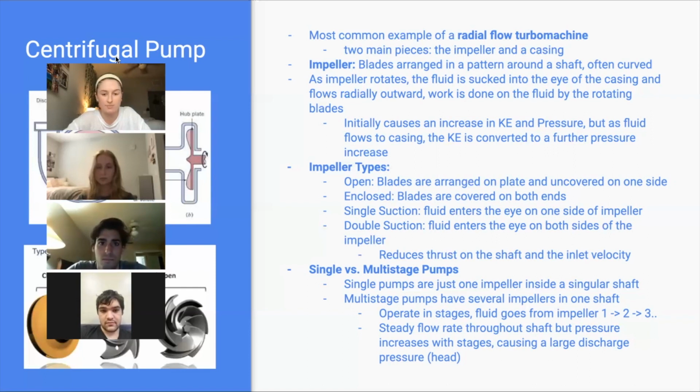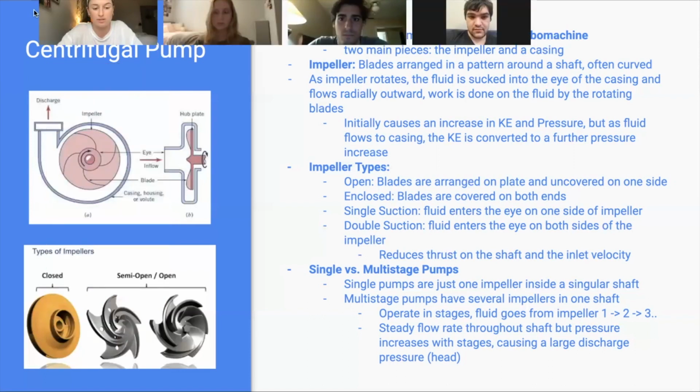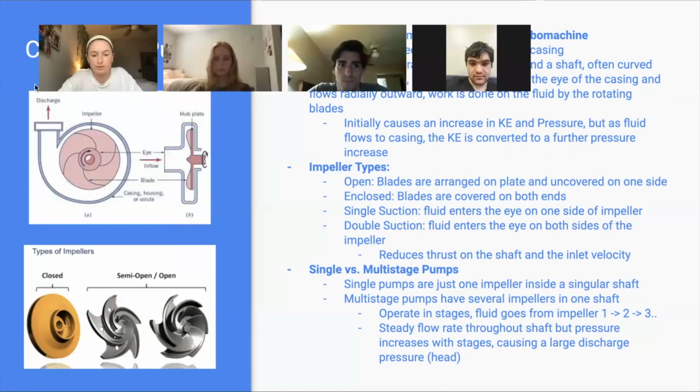There are different impeller types. The first is an open impeller, where the blades are arranged on a plate and uncovered on one side, and those are seen at the bottom of the screen. And then an enclosed impeller is when the blades are covered on both ends, and that's also seen at the bottom of the screen. Single suction is when the fluid enters the eye on one side of the impeller, and double suction is when fluid enters the eye on both sides of the impeller. These are a little more favorable because they reduce the thrust on the shaft and the inlet velocity overall.